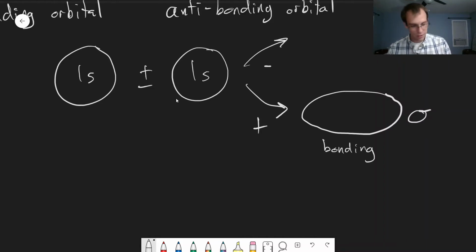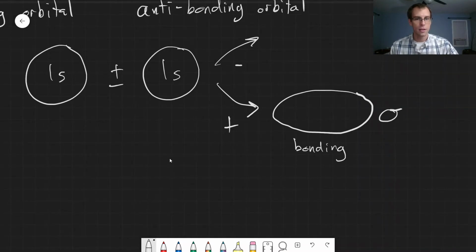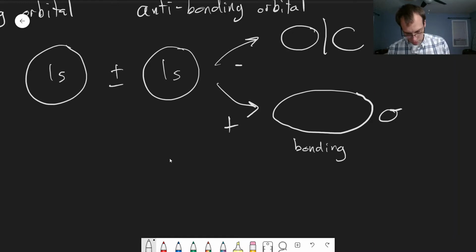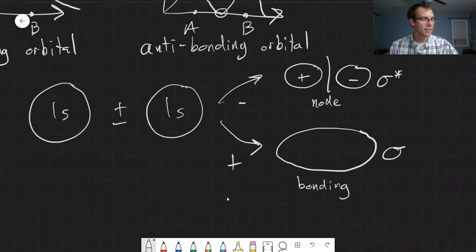And if we subtract them, we get something that looks like this, where we have a node in the middle that's a plane. One side's positive, one side's negative, with our node in the middle. And this is also a sigma, but I have to write the sigma star. A sigma star orbital, or an anti-bonding orbital.